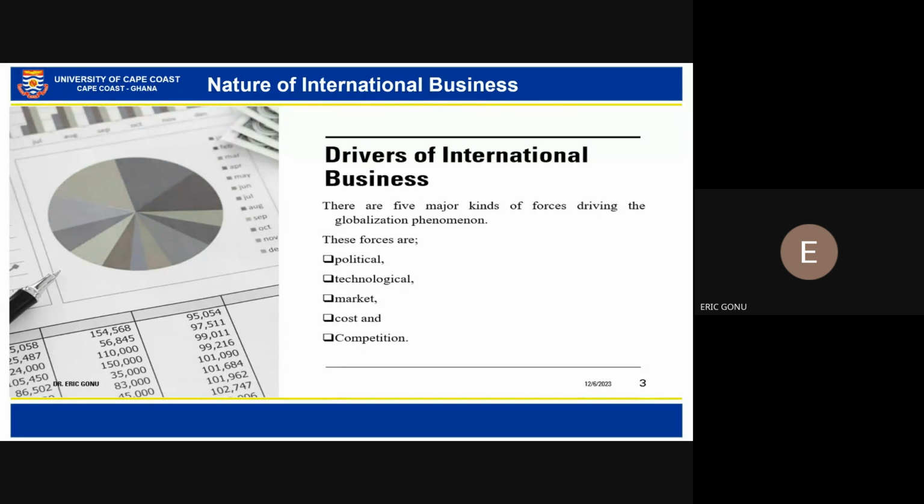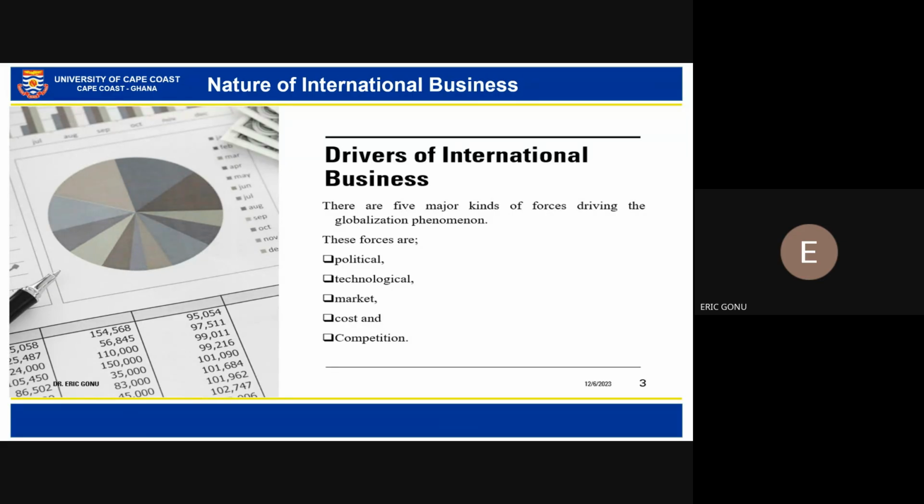So we talk about politics. If restrictions have been removed, trade quotas have been removed, barriers and those things are giving us freedom. A lot of people want to go global. There's advance in technology usage.